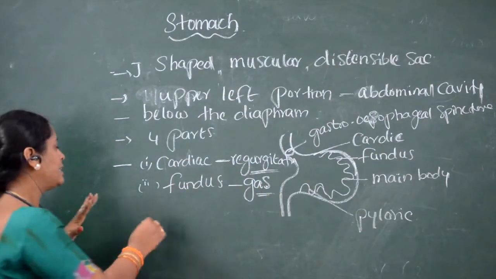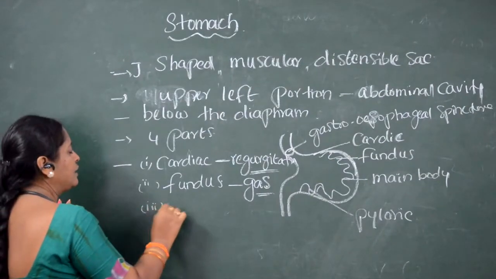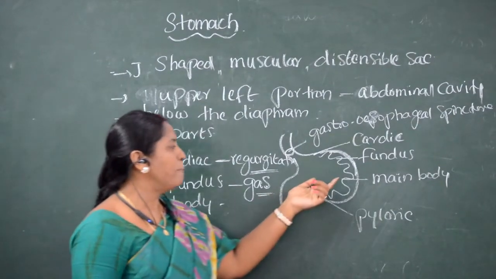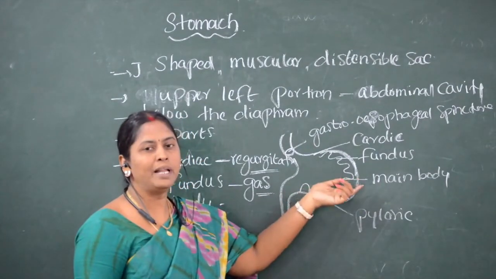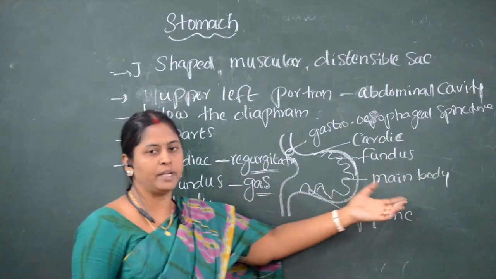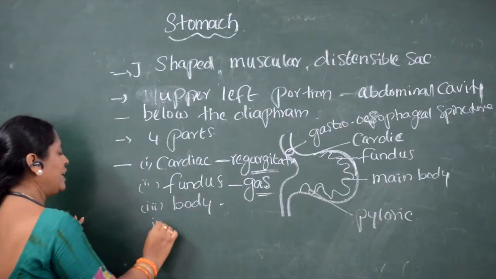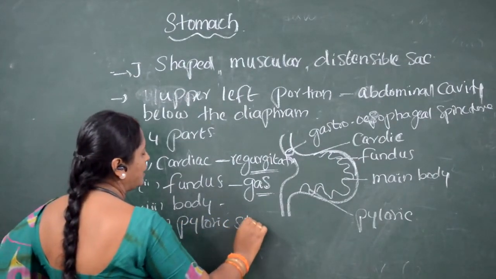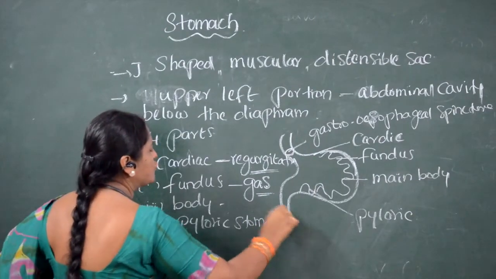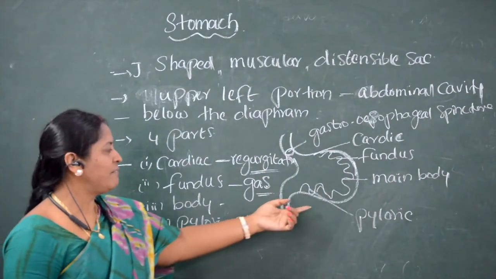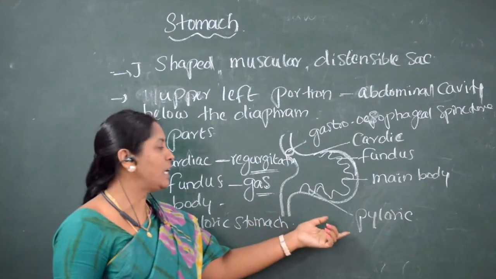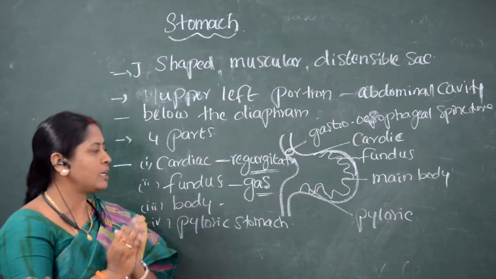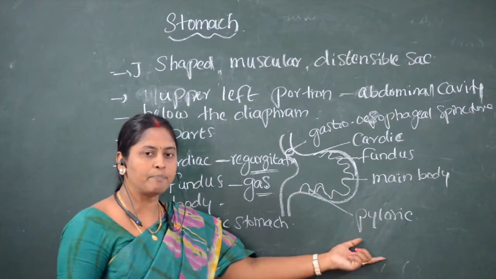The next part in the stomach is the body. The body is the middle part of the stomach. The fourth part is the pyloric stomach. The pyloric stomach is the posterior portion of the stomach.